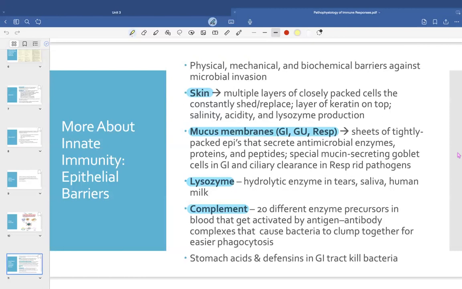Your lysozyme, this is hydrolytic, okay, and it's found in your saliva and in human milk.